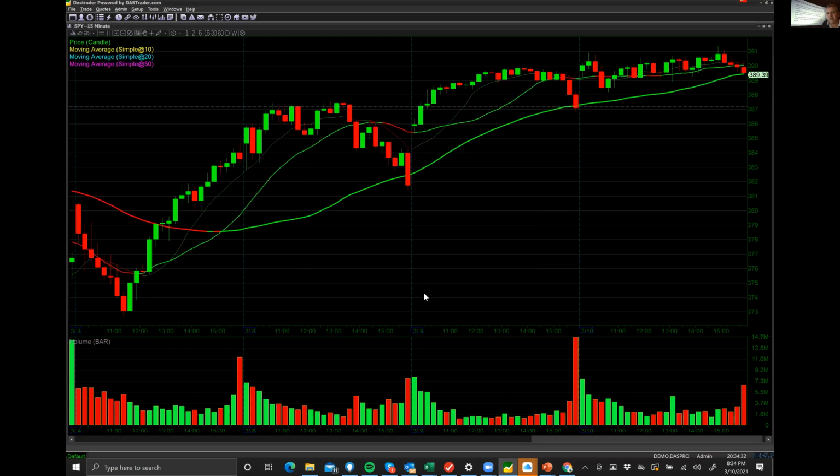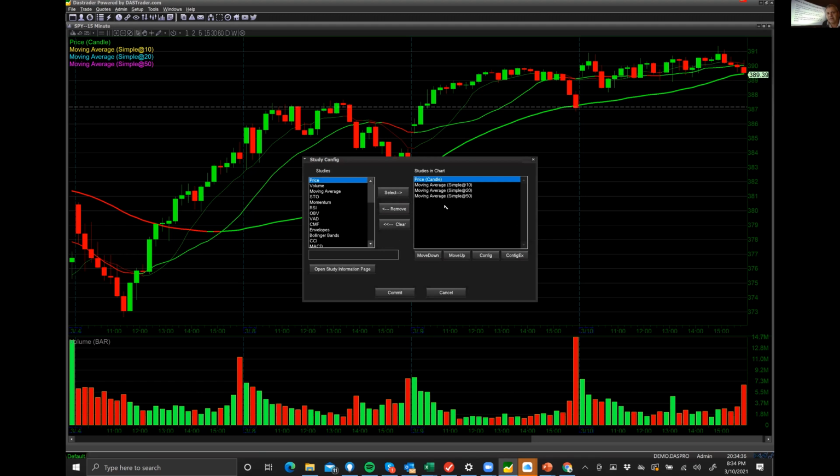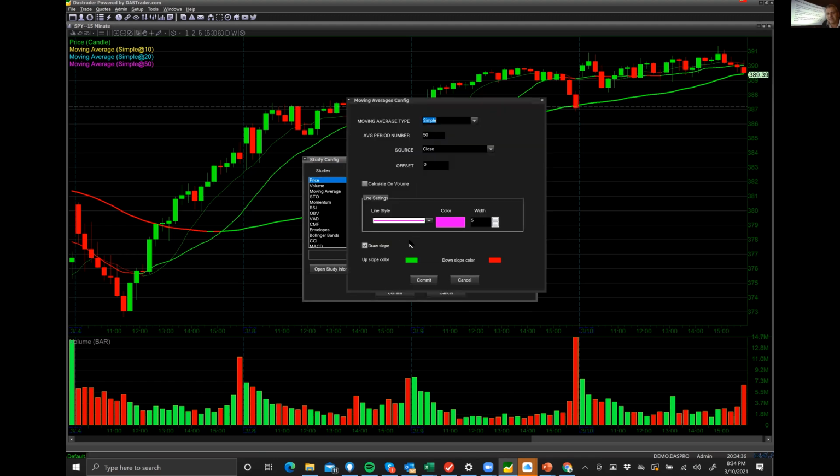And I'm just going to apply these on my chart. Okay, so notice these color codes. Okay, I'm going to right click again, data config, study config. I'm going to right click right here. It says draw slope. So what that does is it will color code the up slope to be green and the down slope to be red.